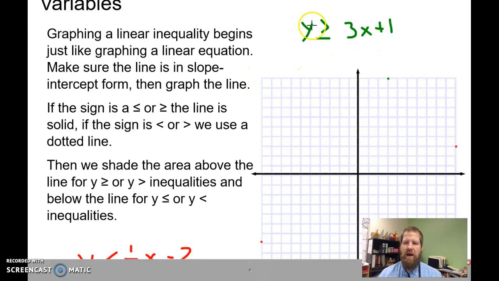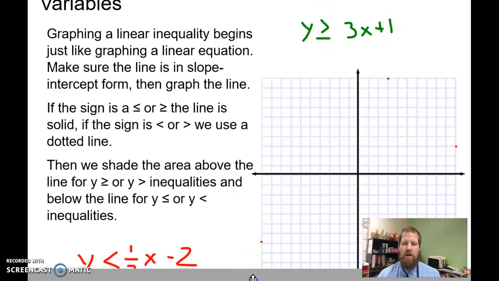We're going to start by graphing it just as if it was a line, except that if we have a greater than or less than sign in our linear inequality, we are going to use a dotted line. If you remember from single variable inequalities on our number lines, we used an open circle for greater than or less than to indicate that the point was not a solution. We're going to do the same thing here. We use the dotted line for greater than or less than, and a normal solid line if we have a less than or equal to or greater than or equal to.